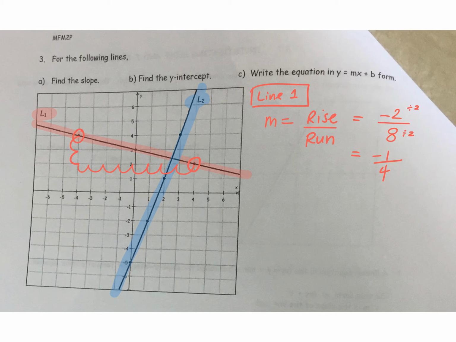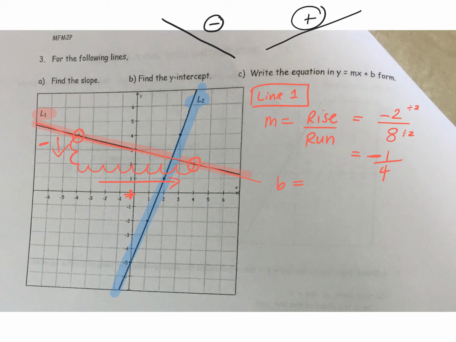So it's negative, and remember back to what we talked about, any line that goes down to the right will always be negative, and any line that goes up to the right will always have a positive slope. This line is going down to the right. I'm going down, which is negative, and I'm going across to the right, which is positive. A negative and a positive will always give me a negative. So the slope is negative. Does that make sense?